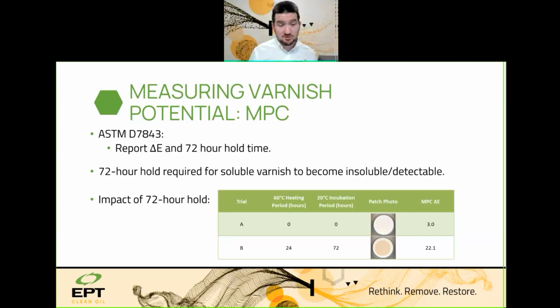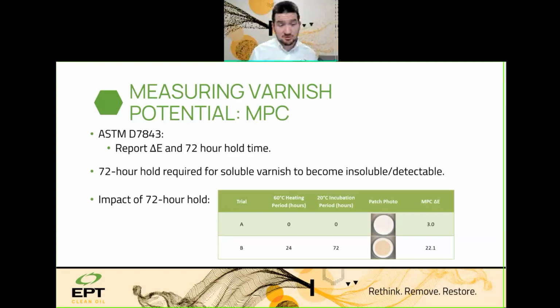Why is it so important? We have an example at the bottom of this slide. Believe it or not, the two patches shown in this table are the exact same oil sample. The top patch, it looks white. It looks like there's no varnish in this fluid at all. But that patch was prepared without the required 72-hour period. So this oil didn't have time for insoluble varnish to come out of it and to be detectable on a patch. If you give that exact same oil sample the time to do so, you let it sit for 72 hours, you get a very different result.